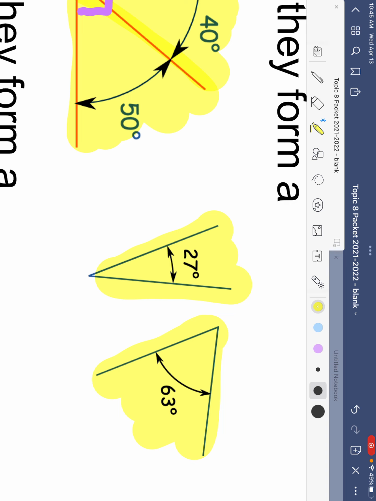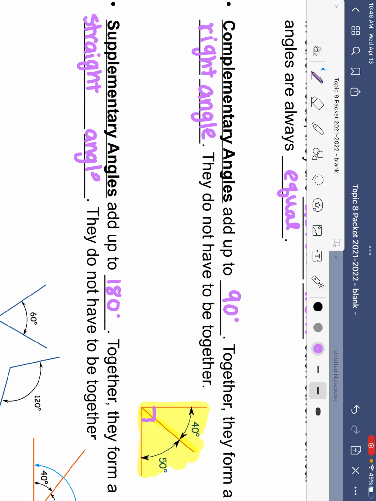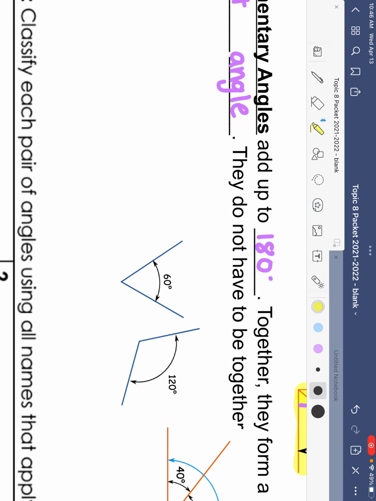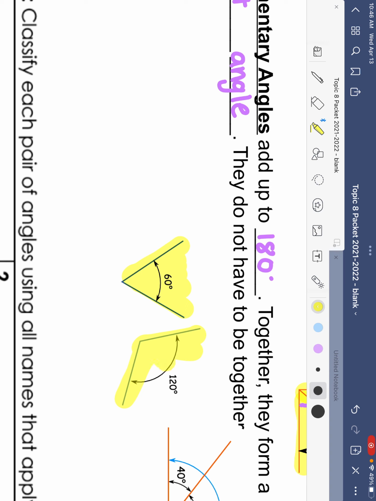Supplementary angles add up to 180 degrees. Together they form a straight angle. So they'll form a straight line together. And they do not have to be adjacent. They do not have to be together. So, for example, I've got this angle that measures 60 degrees and this angle that measures 120 degrees. And I know that those are supplementary angles because 60 plus 120 equals 180.